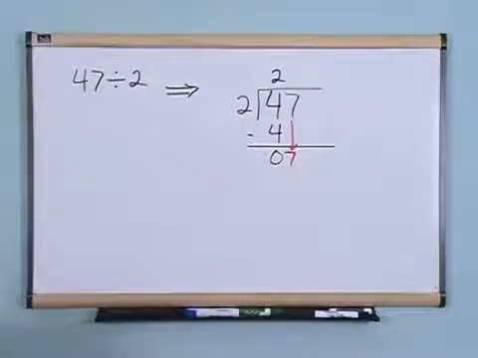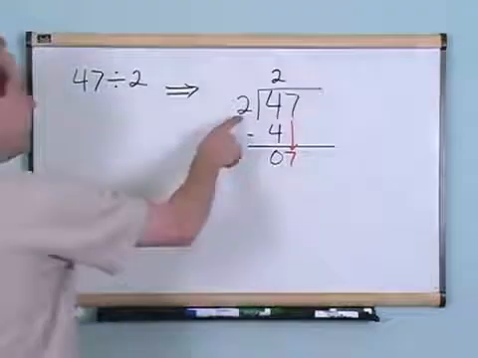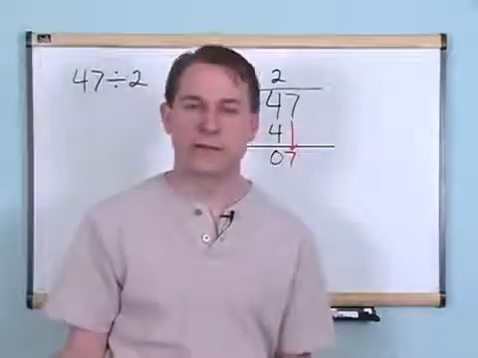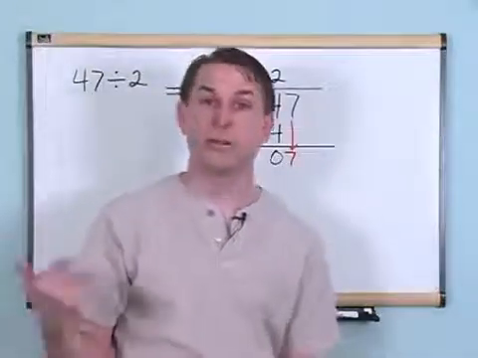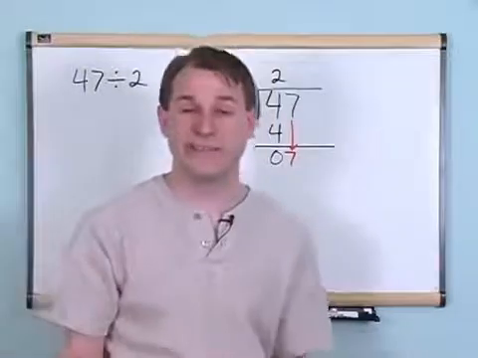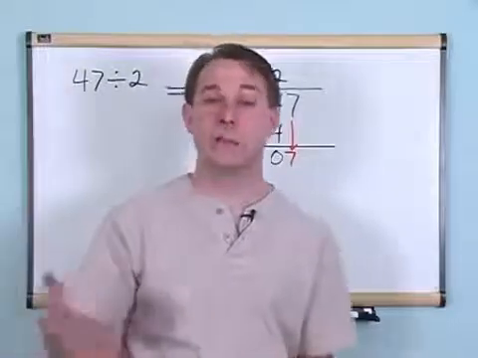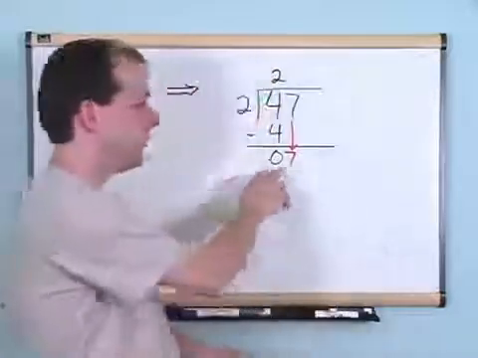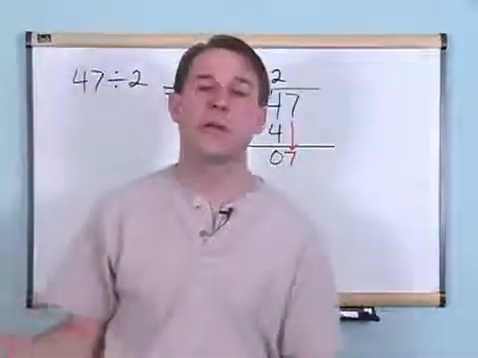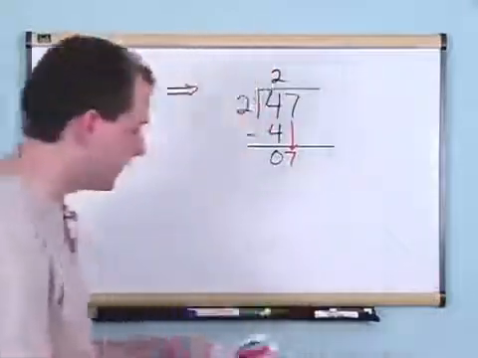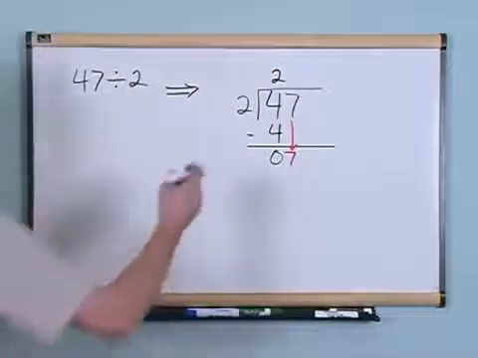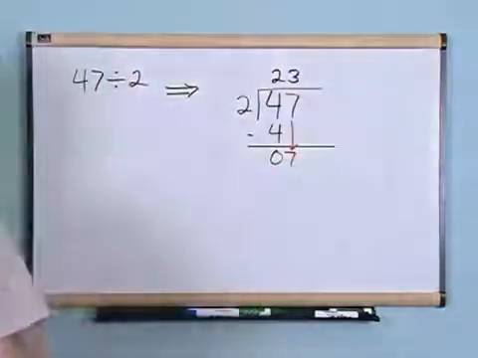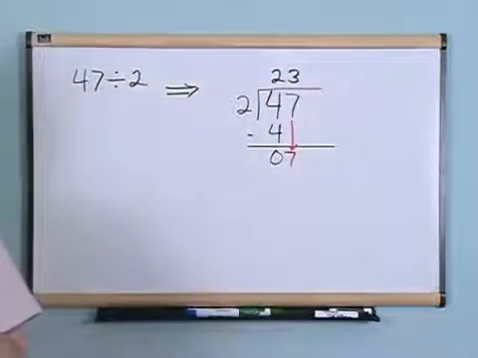Now the thing you need to ask yourself is, how many times can 2 go into 7? In other words, 2 times what gives you 7? 2 times 1 is 2, 2 times 2 is 4, 2 times 3 is 6, and 2 times 4 is 8. Well, that's too many. You can't do 2 times 4 because that'd be 8. You're looking for something close to 7. So 2 times 3 is going to give you 6. That's as close as you can get. So you're going to put a 3 here over the next column, and you're going to keep going.